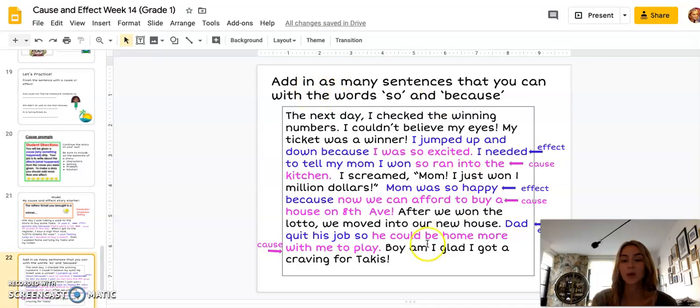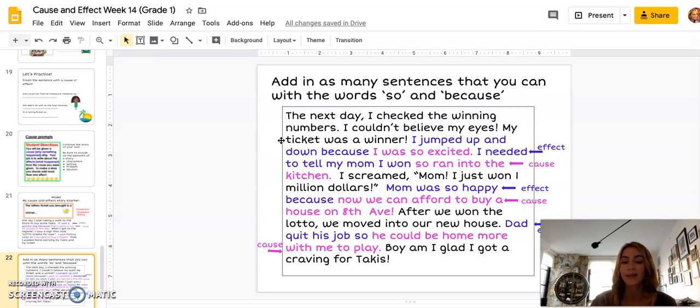I'm going to continue my story on this slide. Add in as many sentences as you can with the words so and because. That's going to be your task for today. I'm going to continue reading my story. It says, the next day I checked the winning numbers. I couldn't believe my eyes. My ticket was a winner.